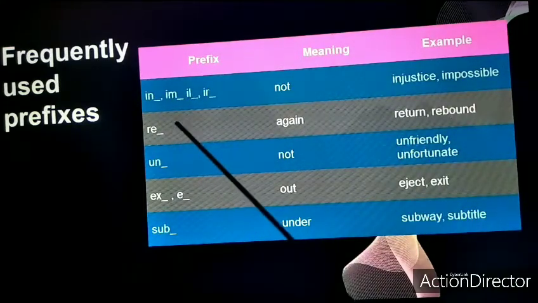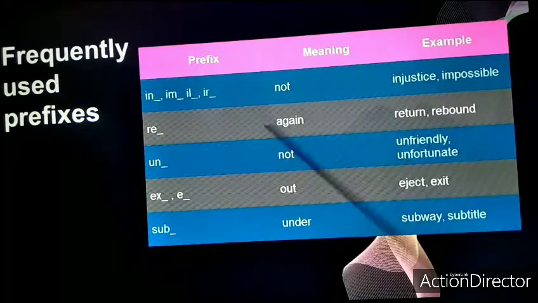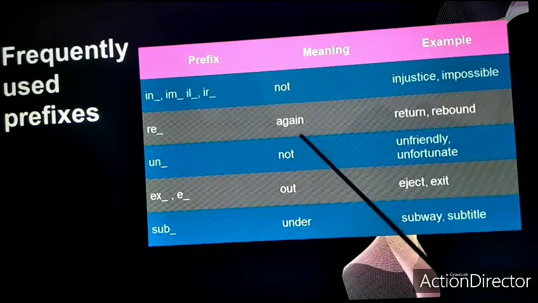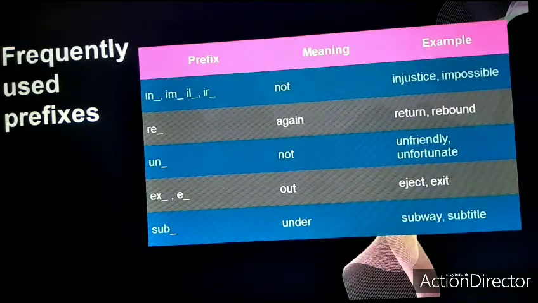The prefix re means again, something that happens more than once. And we have return and we have rebound. Rebound, we know, is when something bounces more than once. It's happening then again and again.